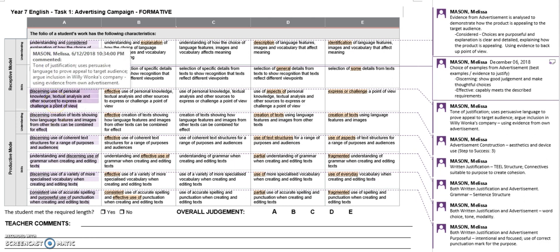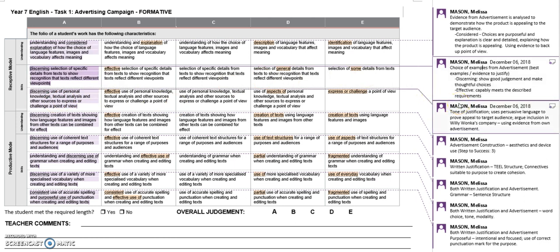The second skills criteria is a discerning use of personal knowledge, textual analysis and other sources to express or challenge a point of view. So here we're looking at the tone of the written justification. It should use persuasive language to prove appeal to the target audience and argue the inclusion of Willy Wonka's company using evidence from the advertisement. So students have been explicitly taught the skill of argue, and I would encourage them to use the resources from class to assist them in constructing those sentences there.